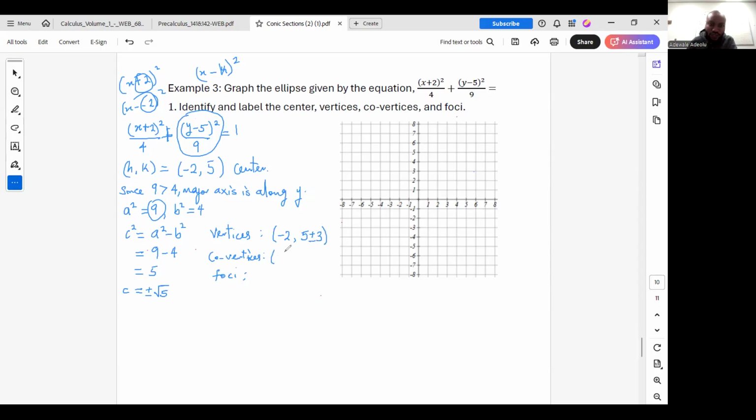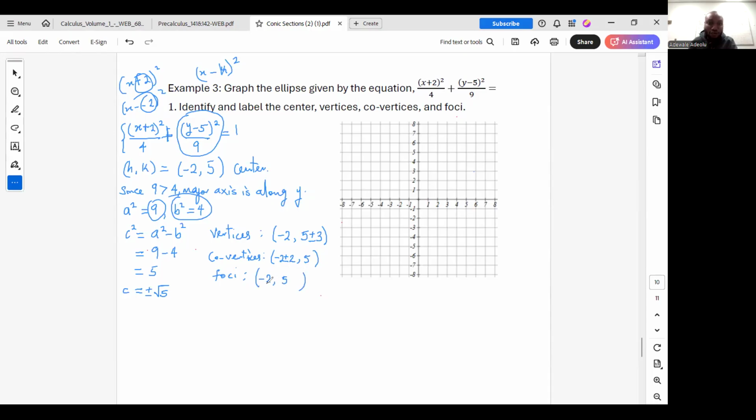The same thing, the co-vertices will be along x. So again, we start with negative 2, comma, we start with the center. We just account for that center. So plus or minus, our b is 2, since b squared is 4. Now the foci will be along the major axis as well. However, we still need to start with the center.